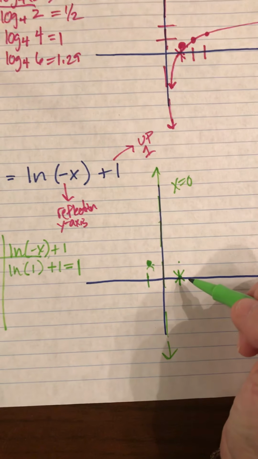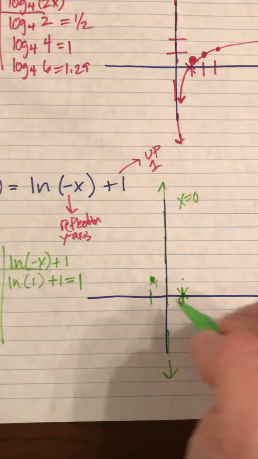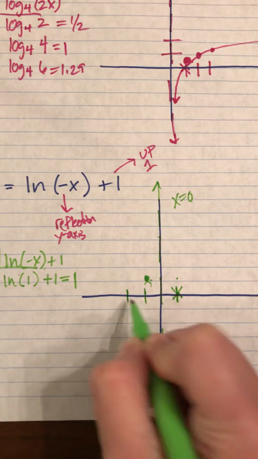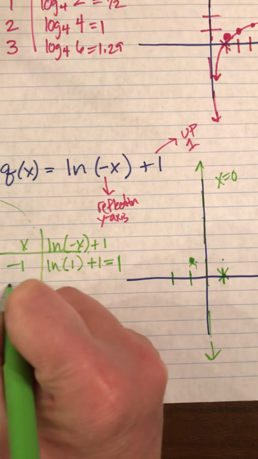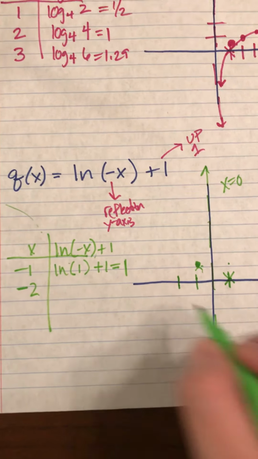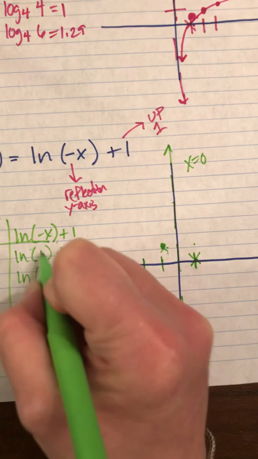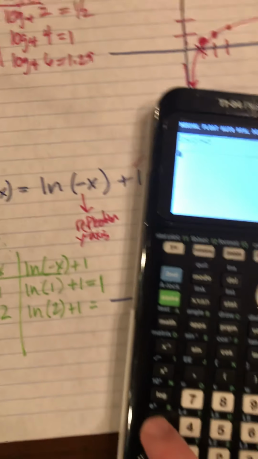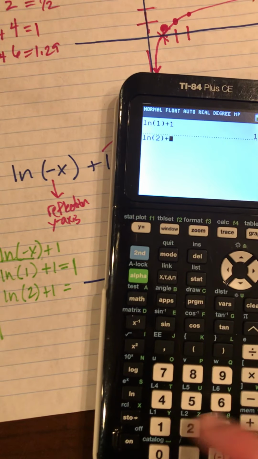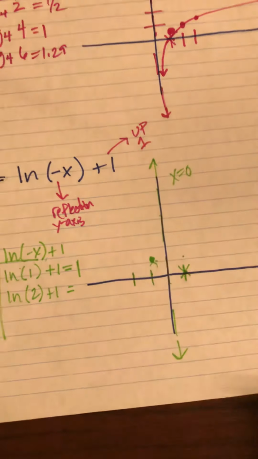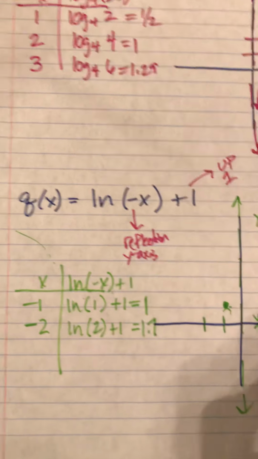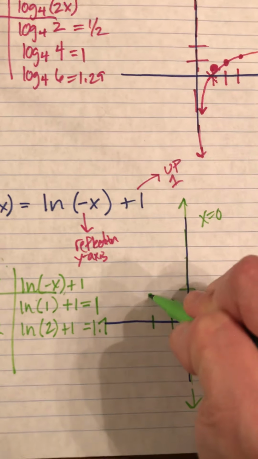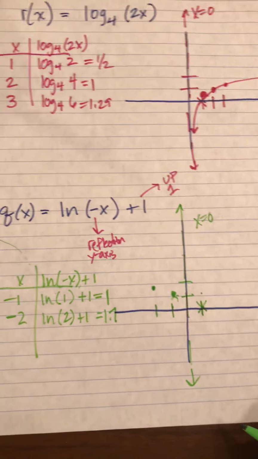All right, next, you're not going to pick x values this way because you're going to run into your asymptote. So we need to go this direction. So I'm going to pick another x value of like -2. If I do that, I get natural log of 2. I'm going to grab my calculator, and do natural log of 2 plus 1, and I get about 1.7. So when x is -2, y is about 1.7, so roughly right there.